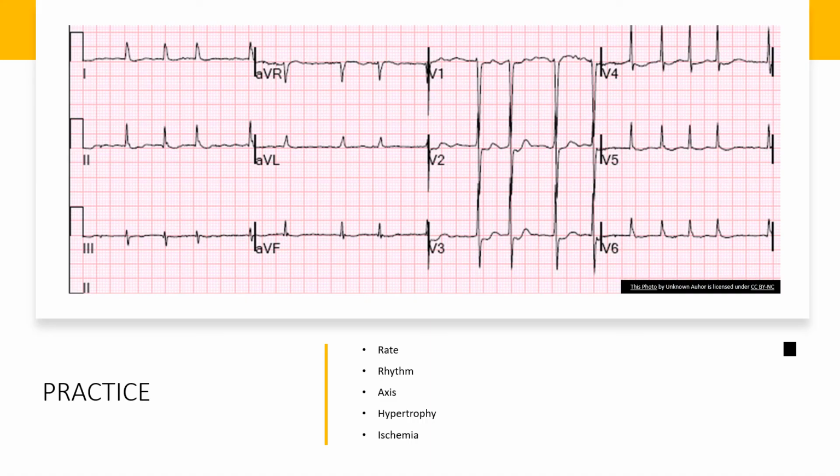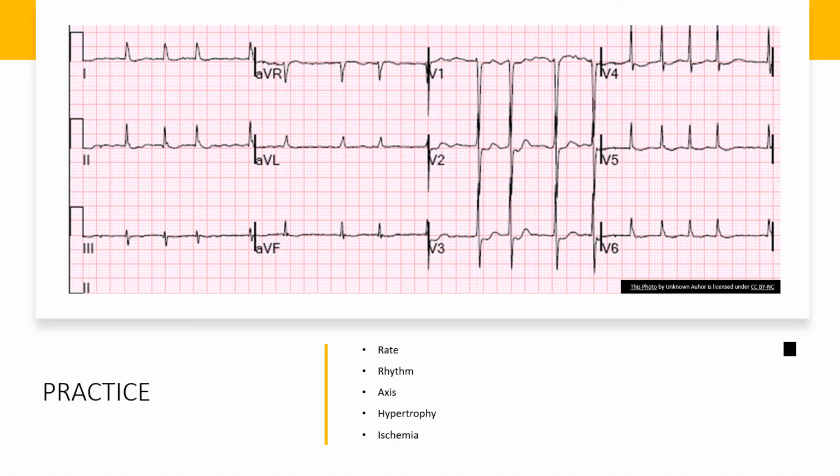In terms of hypertrophy, I definitely have some long S waves in V1. Almost hard to count because my S waves crash into my R waves here, but 1, 2, 3, 4, potentially 4, and my R waves are too small in V4 through V6 to meet voltage criteria for left ventricular hypertrophy.